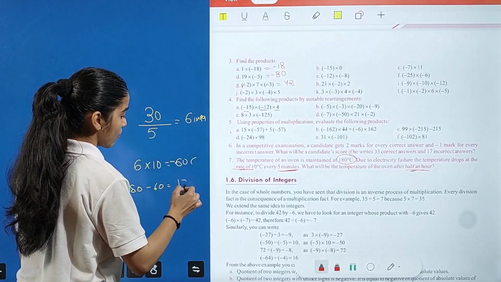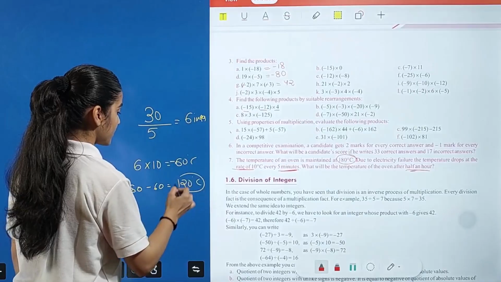Your answer is 120 degrees Celsius. Okay, this is your answer.